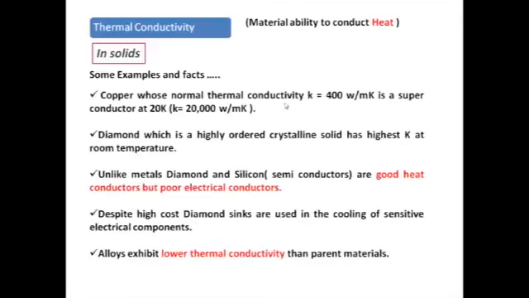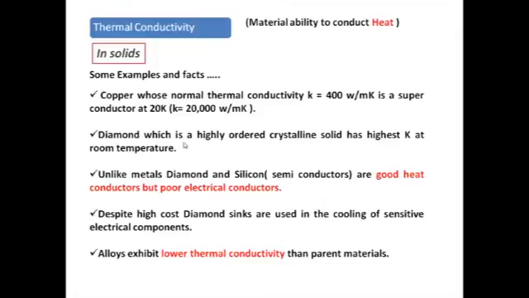Copper, whose thermal conductivity is 400 watts per meter Kelvin, exhibits a very high thermal conductivity at 20 Kelvin. It becomes a superconductor and has a value around 20,000 watts per meter Kelvin.